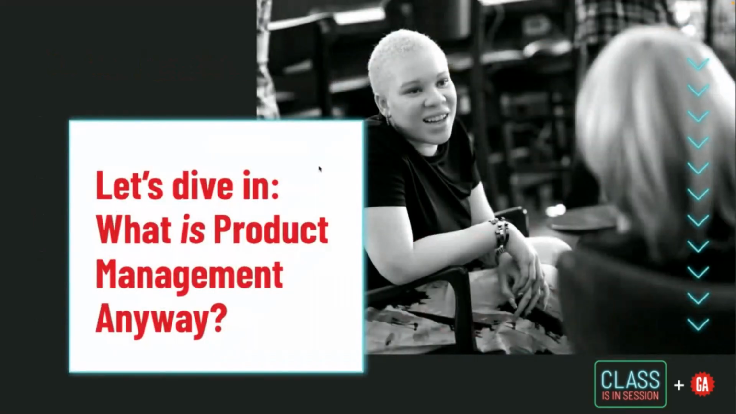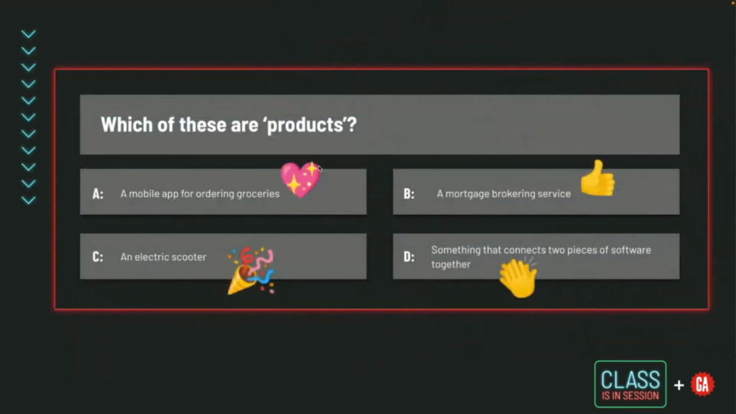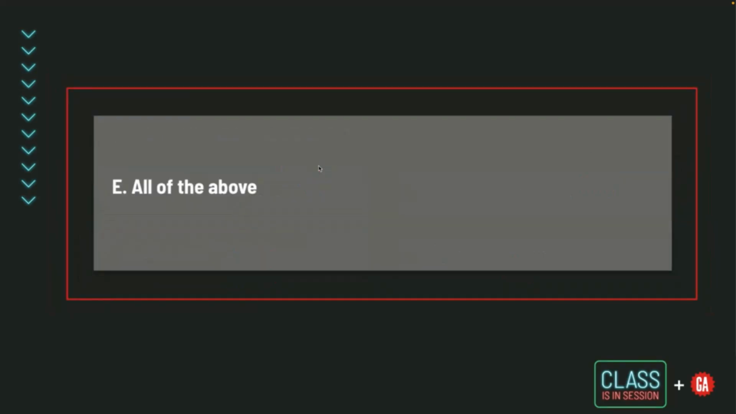So let's dive in. What is product management anyway? For me, the best start is to think about what is actually a product. So use the reactions that are in front of you and tell me which are products. Hit the heart if you think a mobile app for ordering groceries is a product. Yeah, we've got some of that. Got a good selection coming through. I've got some thumbs. And who said all in the chat? It's everything, isn't it? All of these things are products. Nice, easy one to start off with.